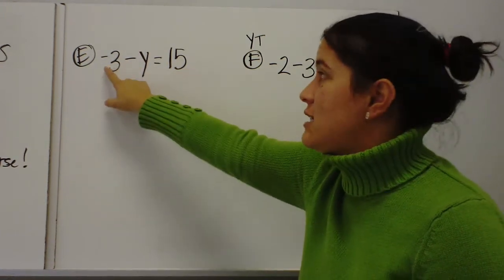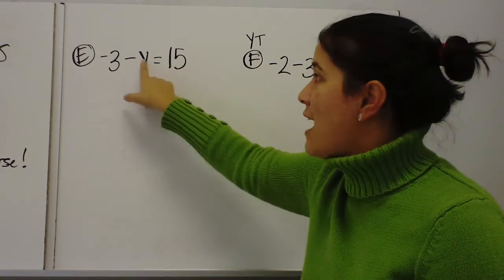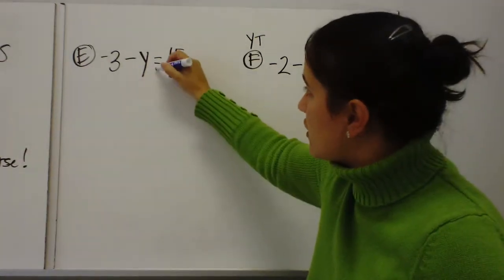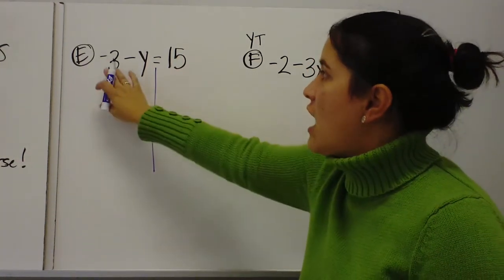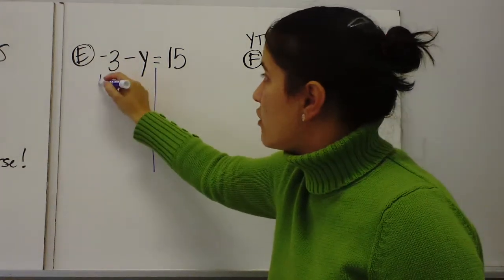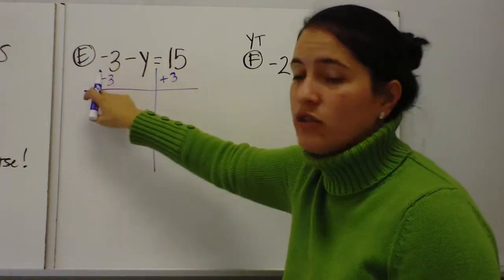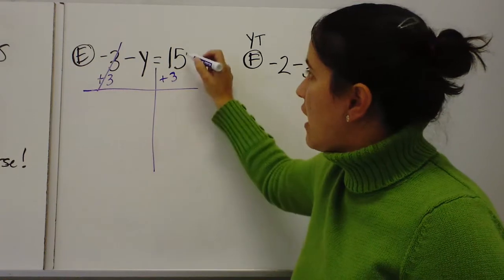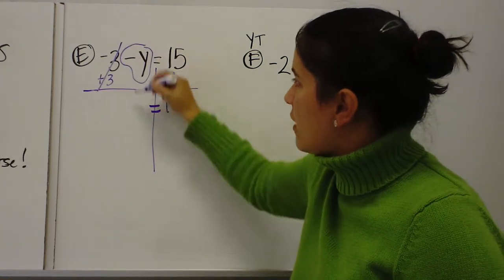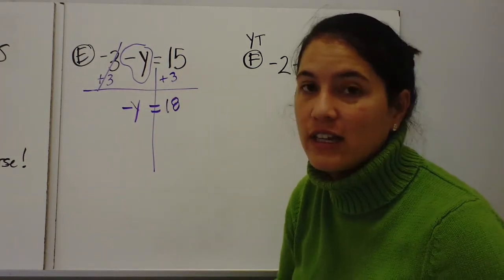So this statement says negative 3 minus y equals 15. And that minus really makes that y a negative value. So I'm going to show you how to solve this. You're going to draw your line. I want to get rid of this negative 3. So in order to get rid of the negative 3, I need to put positive 3 positives to undo 3 negatives. And 15 plus 3 is 18. And this whole term I bring down makes it a negative y. Anytime you see a minus in front of it, it's really the same thing as a negative.